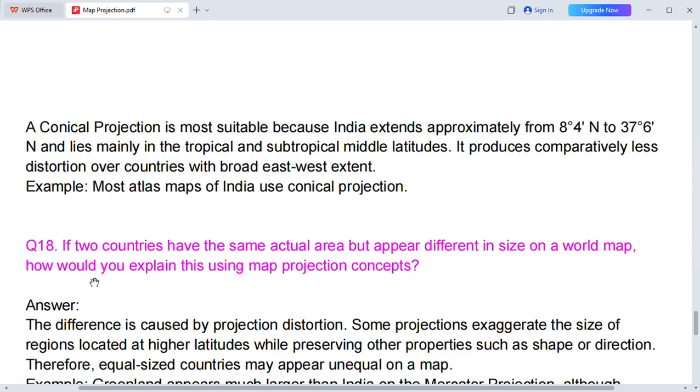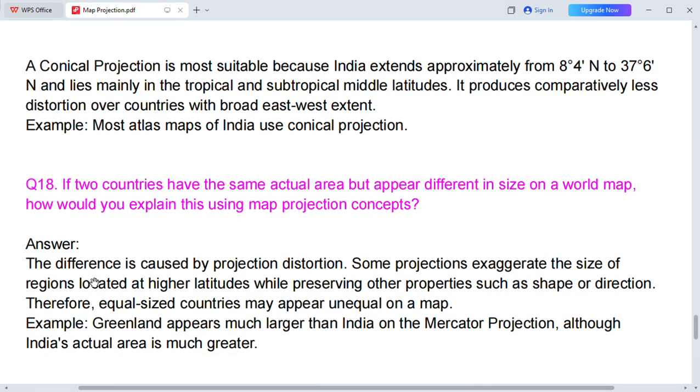Next question, if two countries have the same actual area but appear different in size on maps, how would you explain this using map projection concepts? So the difference is caused by projection distortion. Some projections exaggerate the size of regions located at higher latitudes while preserving other properties such as shape or direction. Therefore, equal sized countries may appear unequal on a map.